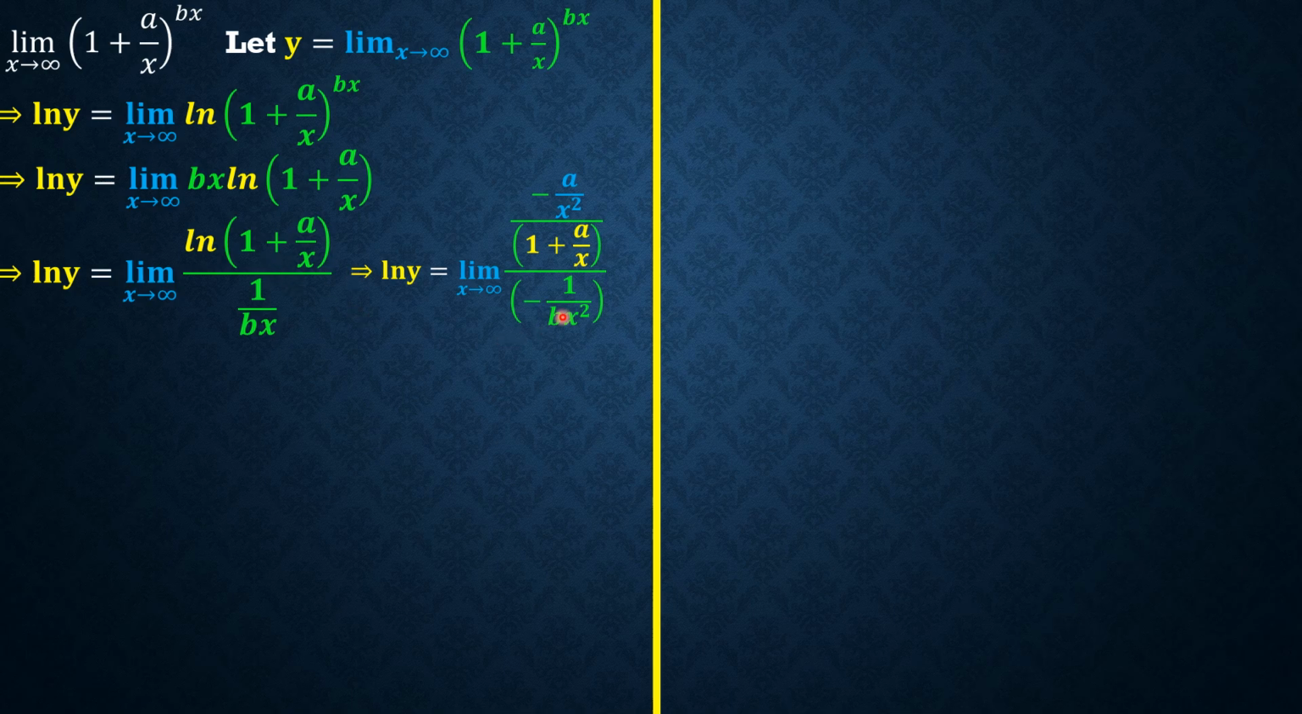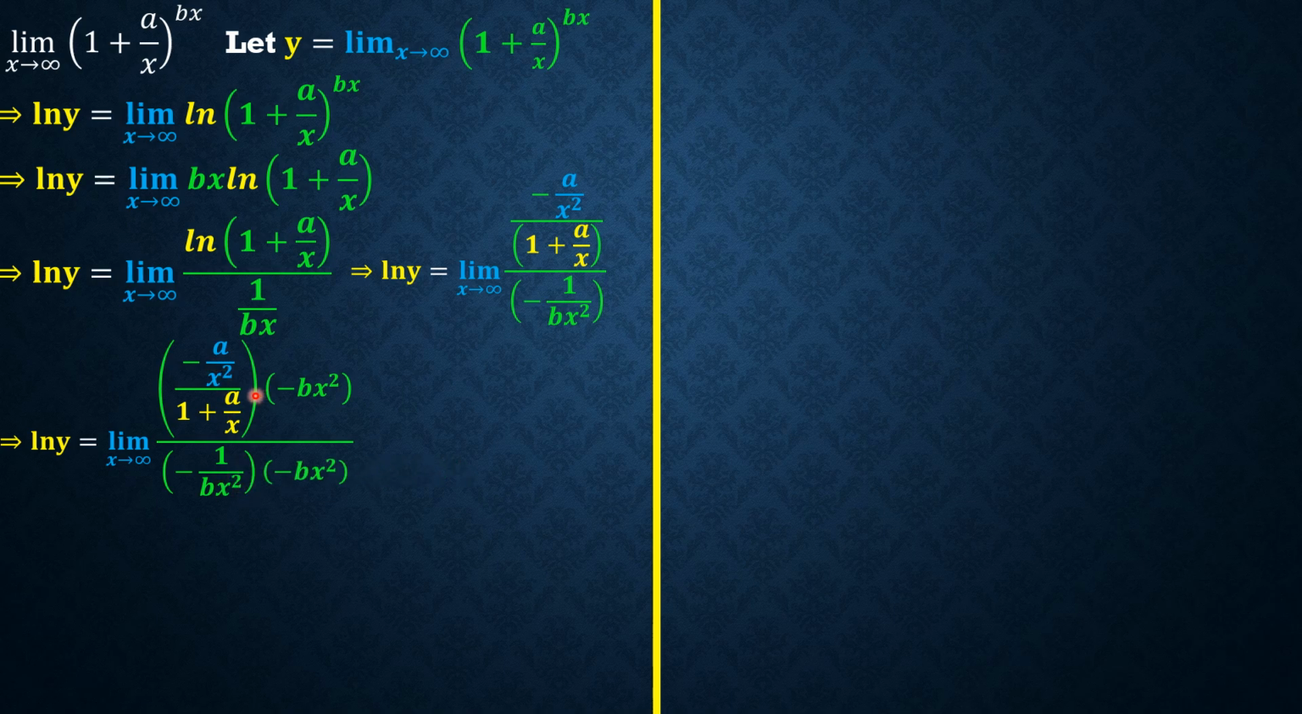Differentiating 1 over x, we are going to have negative 1 over x squared. So we have the 1 over b multiplying it. So in this case, guys, if you multiply top and bottom by negative bx squared, we are going to have this. Simplifying the whole result, you notice that negative bx squared will cancel negative bx squared. We have negative cancelling, x squared and x squared cancel.